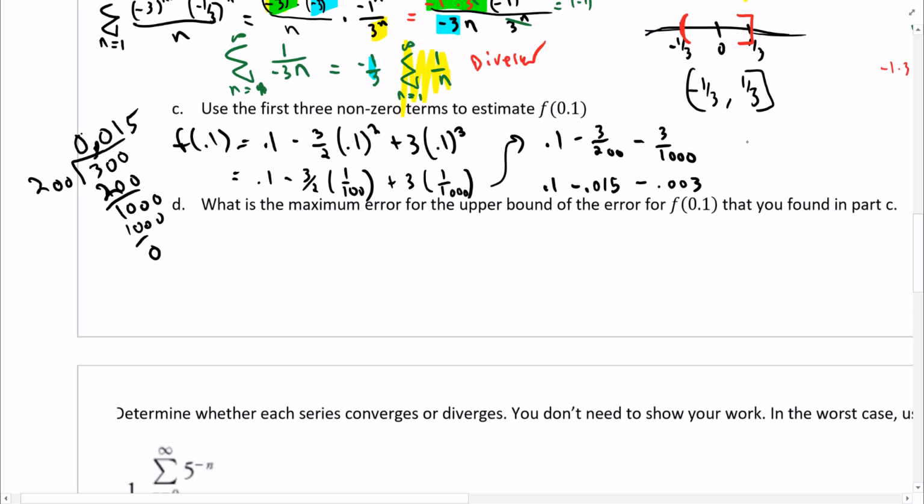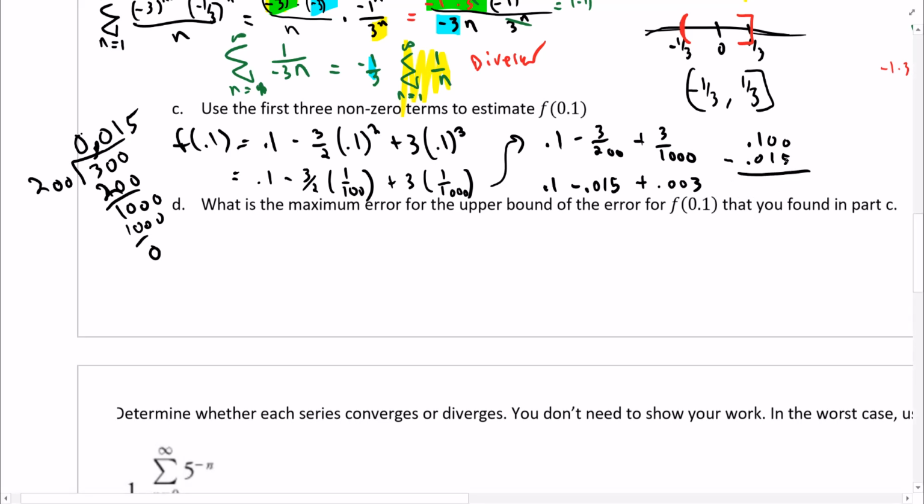And if we were subtracting these, sorry, this one should be plus over here: 0.1 minus 0.015 plus 0.003. So this is just normal subtraction, right? Let's do these two first.